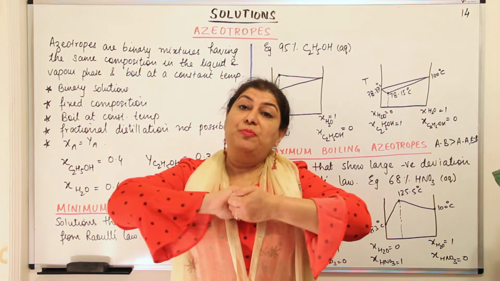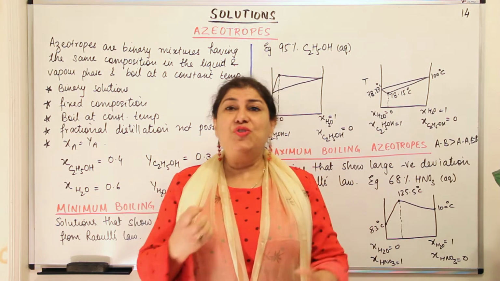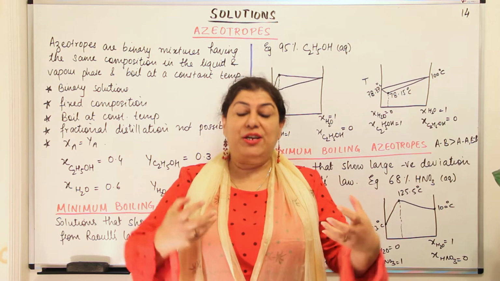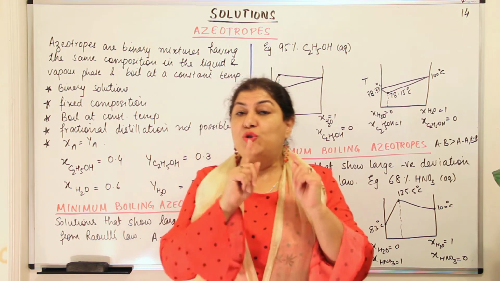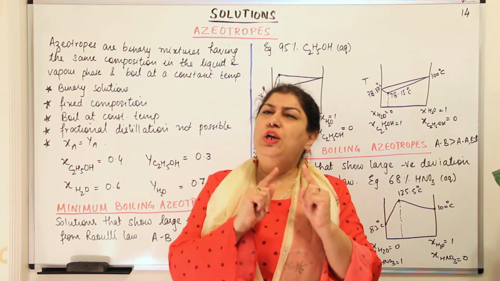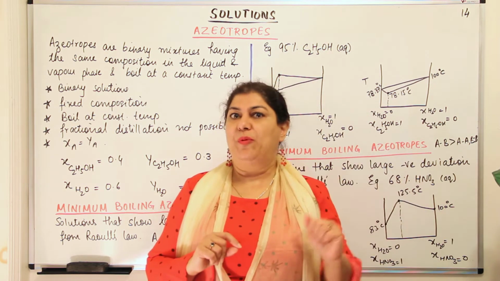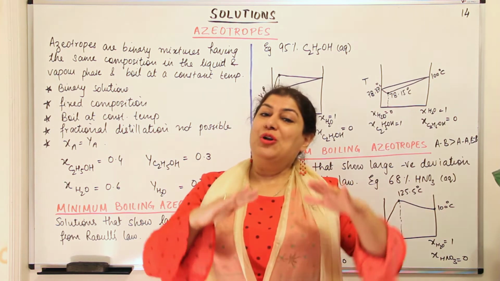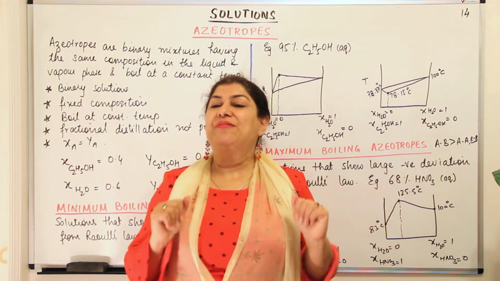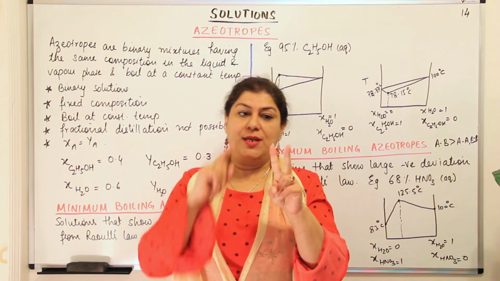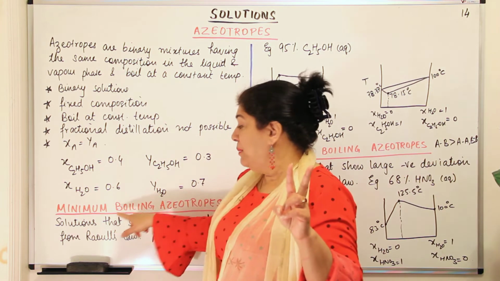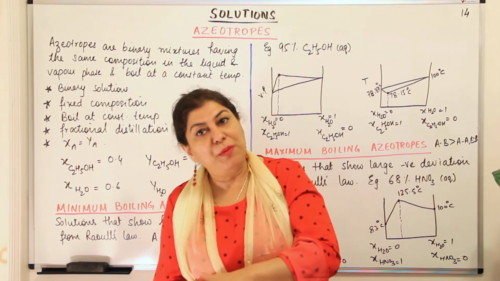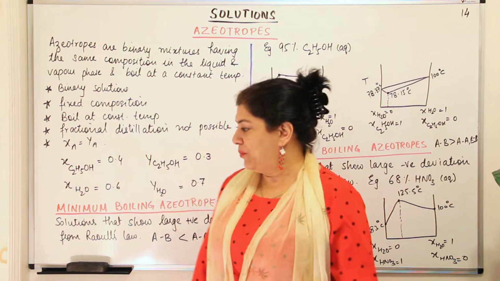But if the forces of attraction between the molecules is stronger, then you need to give more heat in order to break that, or for the molecules to overcome that attraction and escape as vapors. Therefore, those substances which have a low vapor pressure will have a high boiling point, and those substances which have a high vapor pressure will have a low boiling point. So those solutions which show positive and negative deviations will show two types of azeotropic mixtures: the minimum boiling azeotropes and the maximum boiling. That is, those azeotropes which have a minimum boiling point, and those which have a maximum boiling point.